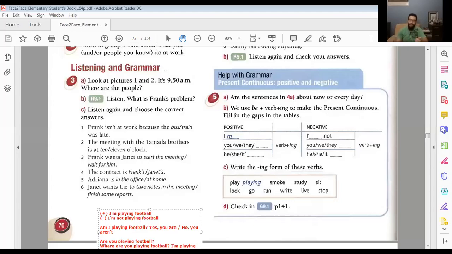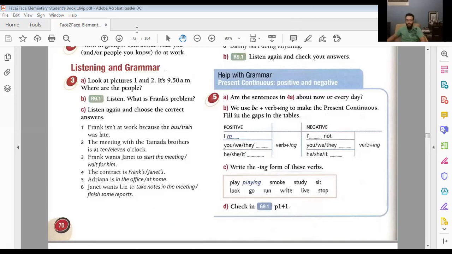We talked about how to use the present continuous in a positive sentence, how to use it in a negative sentence, and how to make a yes/no question, like "Am I playing football?" "Are you playing football?" This is a yes/no question. And we can also use a WH question. All right, so these are different examples of how to use the present continuous. All of this was in our last lesson.